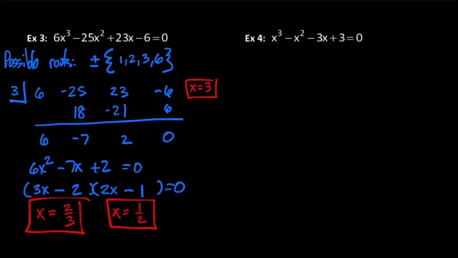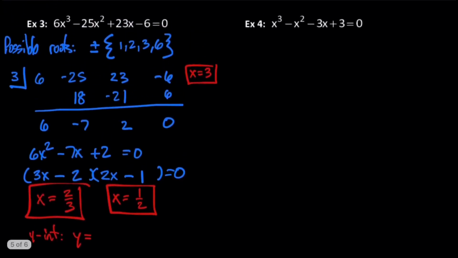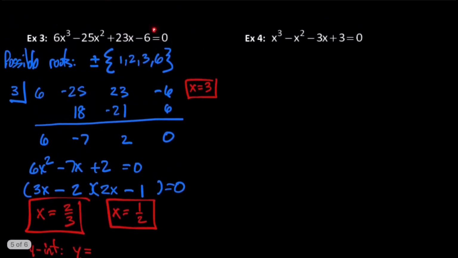All right, so now I would like you to sketch this. I've got my 3 roots. My y-intercept is going to be -6. That's easy to get, remember. You just set all your x's equal to 0. All that stuff is 0, goes away. There's my y-intercept, -6.